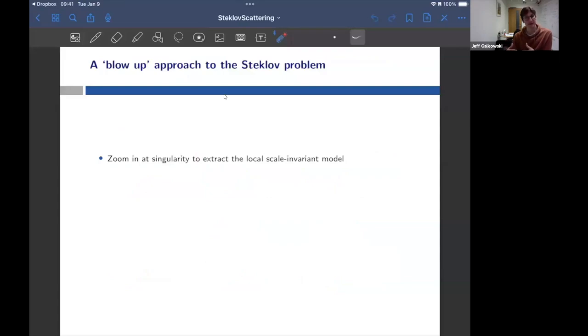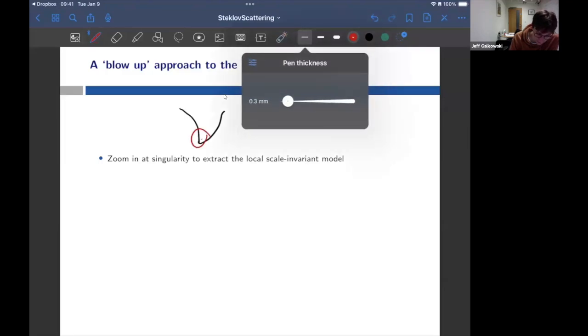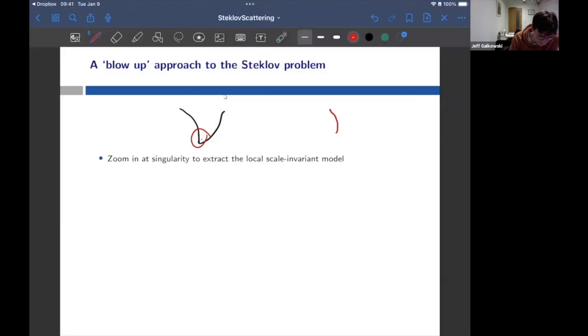The way you understand what it looks like is you try to zoom into the singularity to what I'll call a local scale invariant model. I'll draw some better pictures of this in a second. But again, you can imagine you have some curvy thing like this. And then if I zoom in at this corner, what happens? Well, I zoom in at this corner, it gets somewhat less curvy.